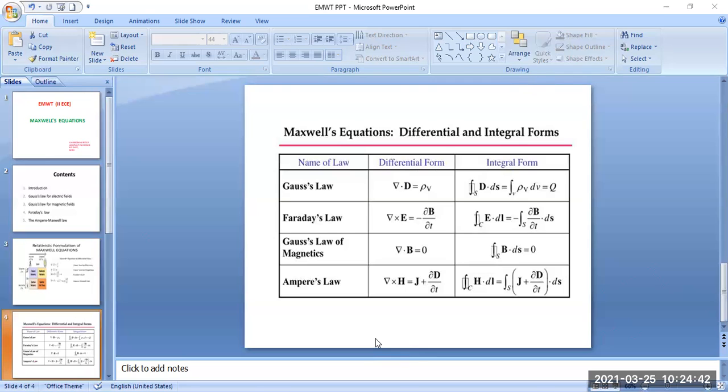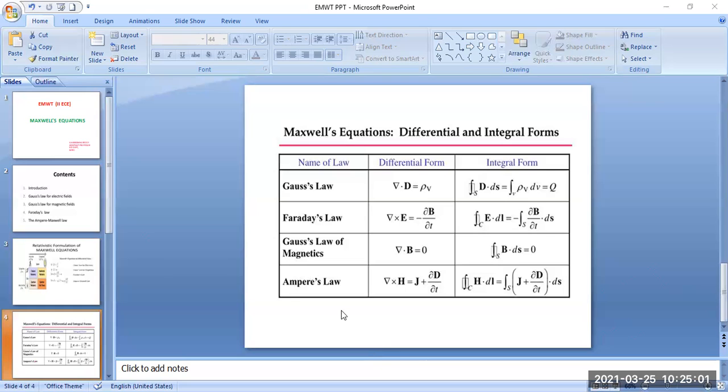Why? Because J bar is equal to sigma E bar. So if sigma is 0, automatically J bar is equal to 0. So rho V is equal to 0, sigma is 0, and J bar is 0. We have to apply those three conditions in the above equations.